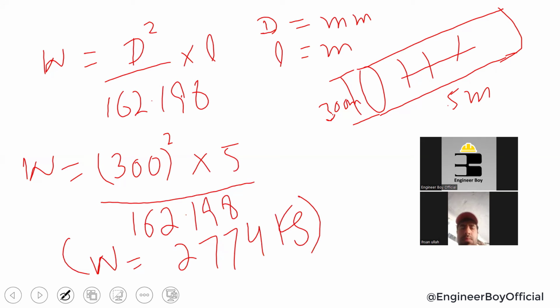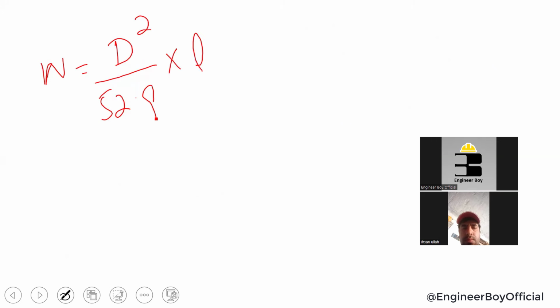Very simple. Now this formula is for the MKS system. We have to look for a formula which can also calculate the weight of a steel bar if we have data in the FPS system. So let's learn about that formula as well. We have a formula which is d squared by 52.9 times the length. Over here, the diameter should be in suits, and the length should be in feet. Very simple.